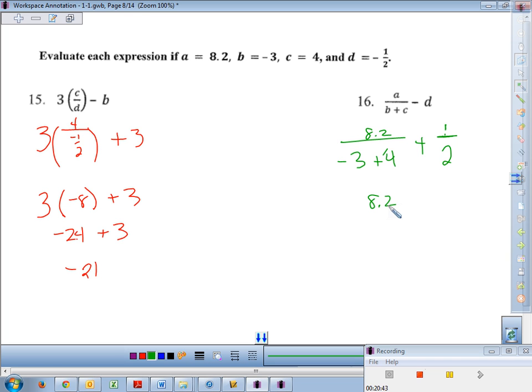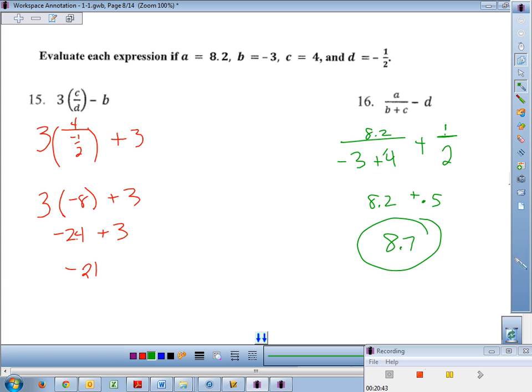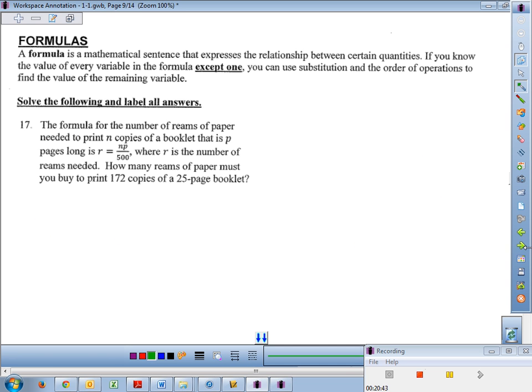And then, since this is a decimal, I'm going to write it like this. I'll make that one a decimal. 8.2 plus 0.5. Right? 1/2 became a 0.5. Is that all right with you? And what is 8.2 plus 0.5? 8.7, baby. Yeah? Sweet.